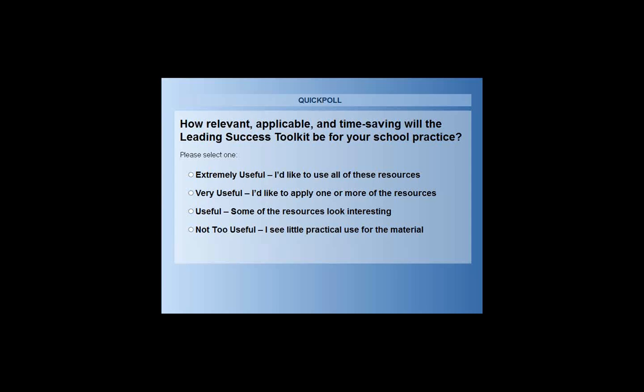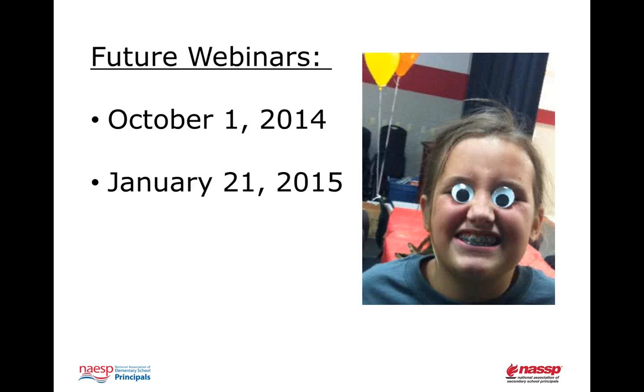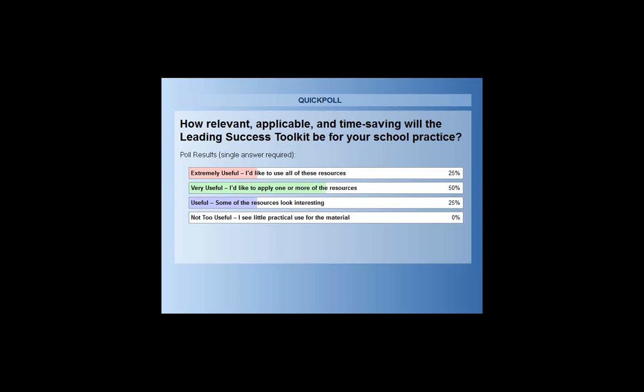Okay, I think we're about done here. We've got 100%. I'm going to go ahead and close it and share the results. For Matt, we have 50% thought the material was very useful, 25% thought it was extremely useful, and 25% thought it was useful. So it looks like 100% found some use for it. Excellent. That's great.